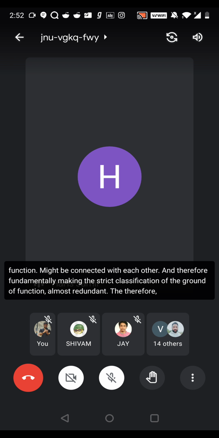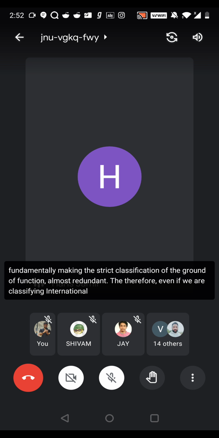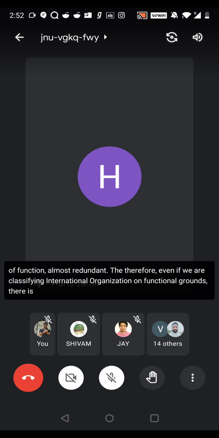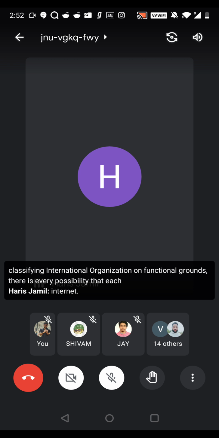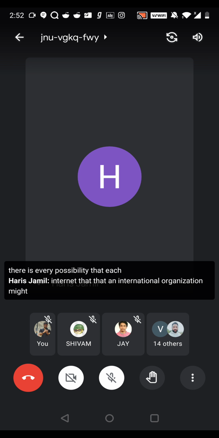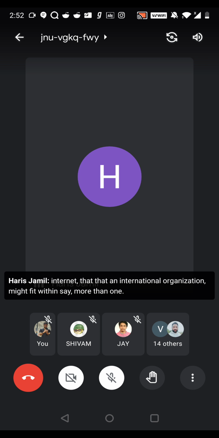Therefore, even if we are classifying international organizations on functional grounds, there is every possibility that an international organization might fit within, say, more than one head of classification on the ground of function.